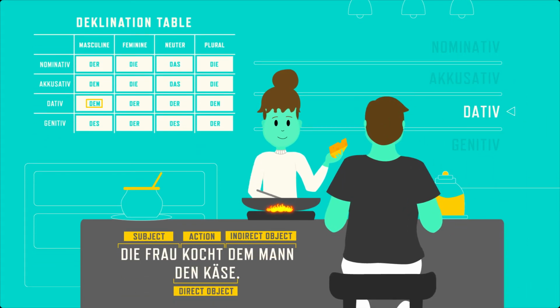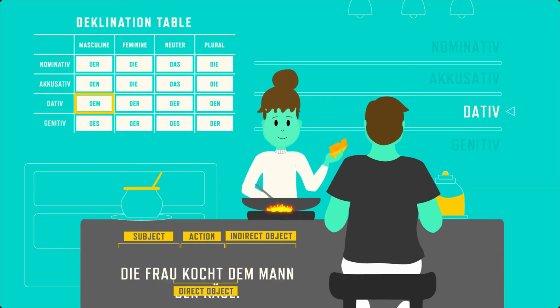Next, dative. It focuses on the indirect object, also known as the recipient of the direct object. Zum Beispiel, die Frau kocht dem Mann den Käse. The woman cooks the man the cheese. Since this sentence is written in dative form, der Mann should be declined to dem Mann. Genitive.